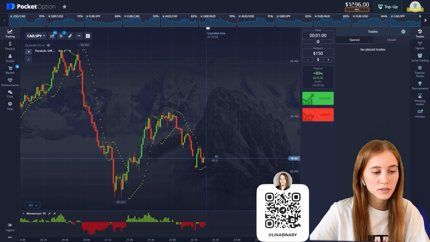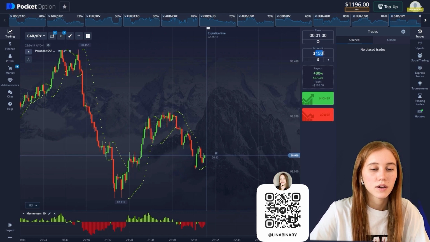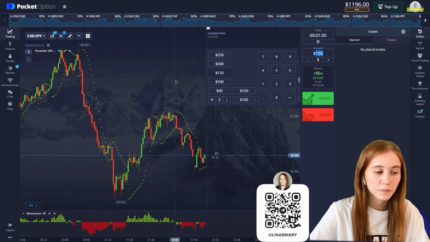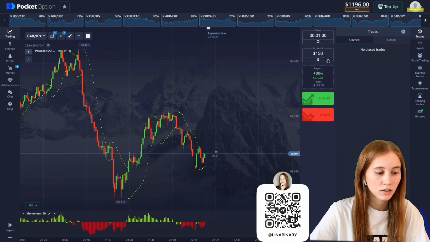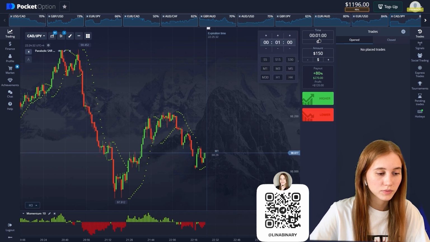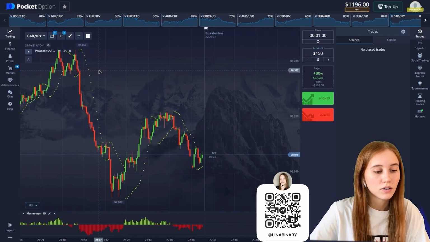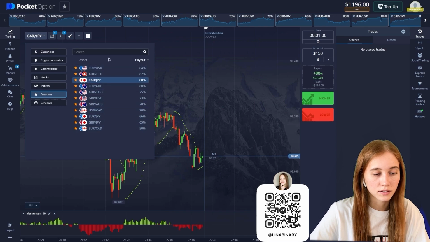So on my balance we see $1,196. The amount of deals was $150, except for the first deal it was $100. Then we increased it. Good. We traded on the minute time frame, also on concept pairs, and these concept pairs are today.